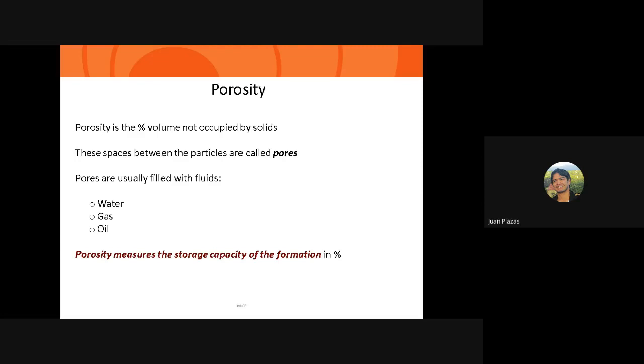Okay, and the second question is already answered. You're asking me how to prevent this kick from reaching surface. The way to do it is shutting in the well and controlling the kick, removing the kick in a controlled manner from the bottom to surface. That's the main idea, George. Hopefully I have answered your question.